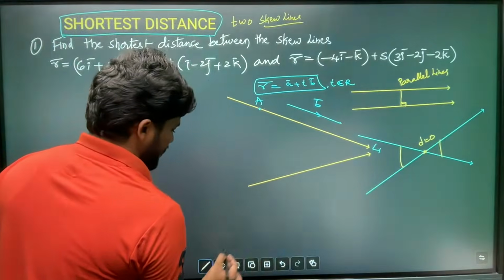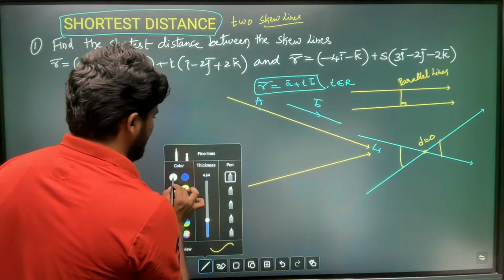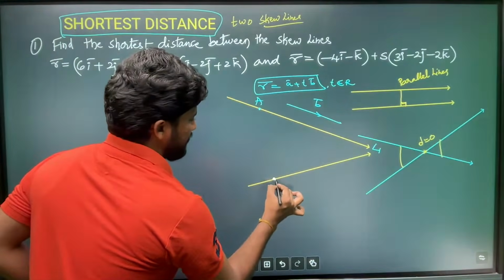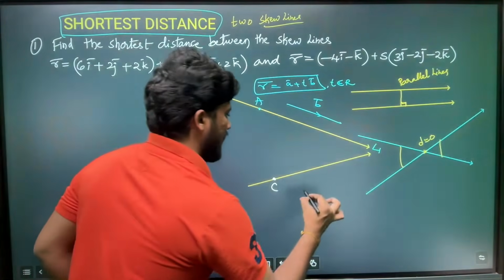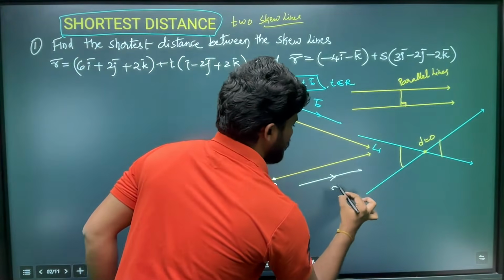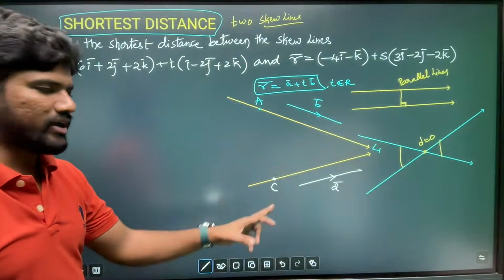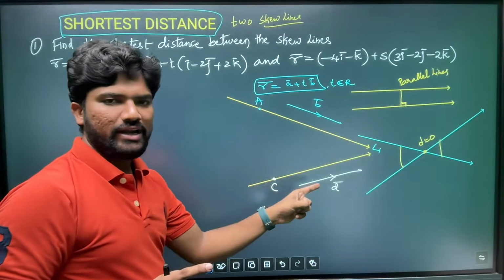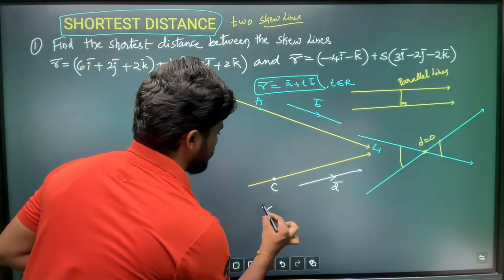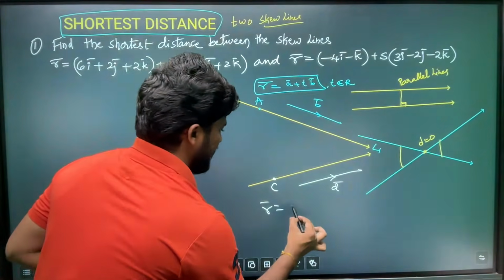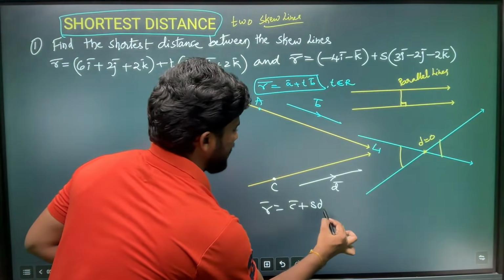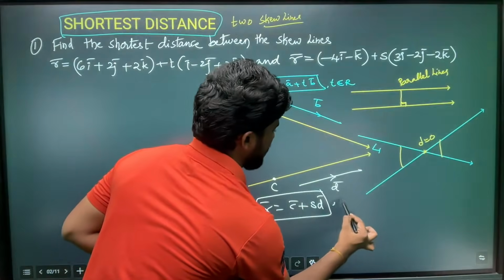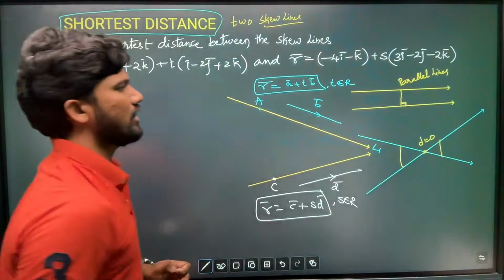So next, whenever you take the second line, if this line passes through the point capital C and it is parallel to one more vector d bar, then according to the equation of a straight line passing through one point and parallel to one more vector, r bar is equal to c bar plus s d bar. Please remember, where s is any constant or scalar.